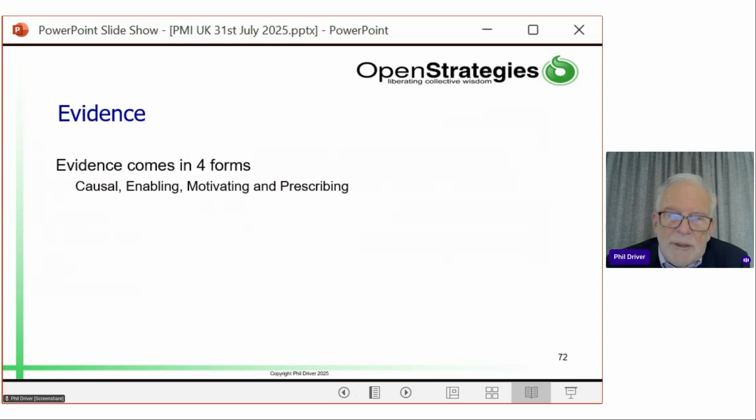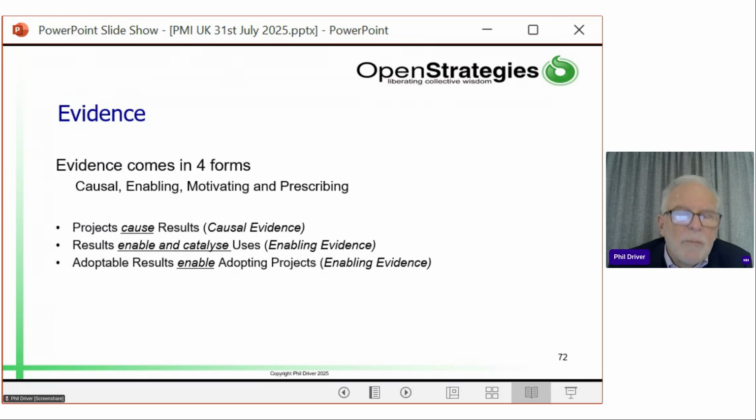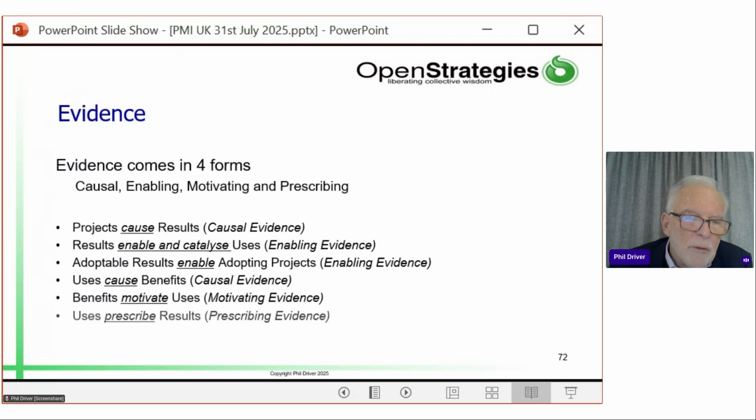And evidence, and this is getting a little bit academic, I thought I'd better have a wee bit of academic stuff in here. Evidence comes in 4 different forms: causal, enabling, motivating, and prescribing. So projects cause results, results enable and catalyze users. Users cause benefits, benefits motivate users, and users prescribe results. So to be confident that your PRUB strategy is going to work, you need all of those pieces of evidence.